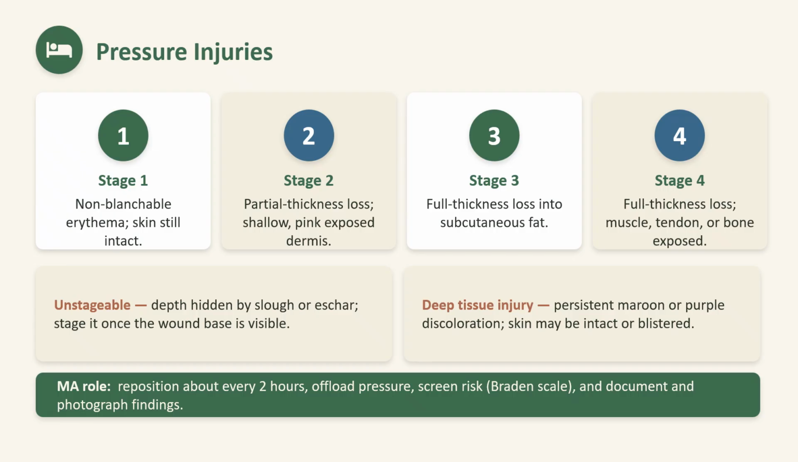Deep tissue pressure injury shows as a persistent maroon or purple area, with skin that may still be intact or blistered, signaling damage underneath. Your role on the green bar: reposition roughly every 2 hours, offload pressure with cushioning and support surfaces, use a risk tool like the Braden scale, and document and photograph carefully. Note that we don't reverse stage as a wound heals, and remember these injuries can develop under medical devices too.